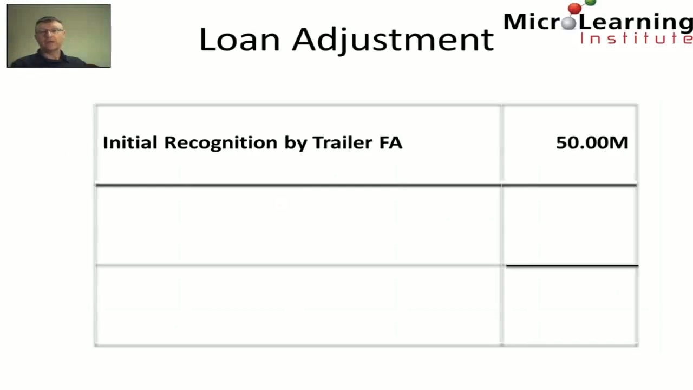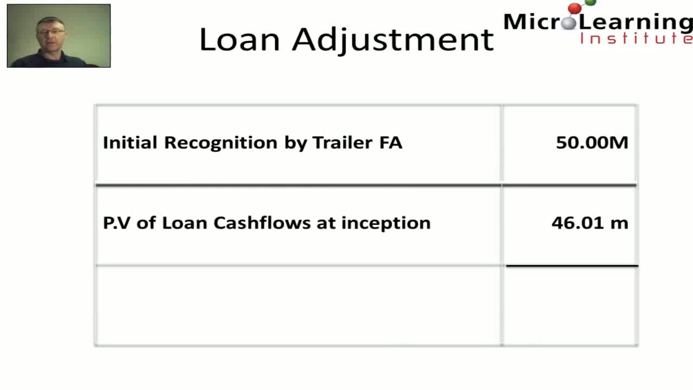Now, in terms of the adjustment, we're told that the loan was initially recognised by Trailer at 50 million. We know that the present value of the loan cash flows at inception was 46.01. So consequently, we must recognise a P&L expense of the difference, $3.99 million.